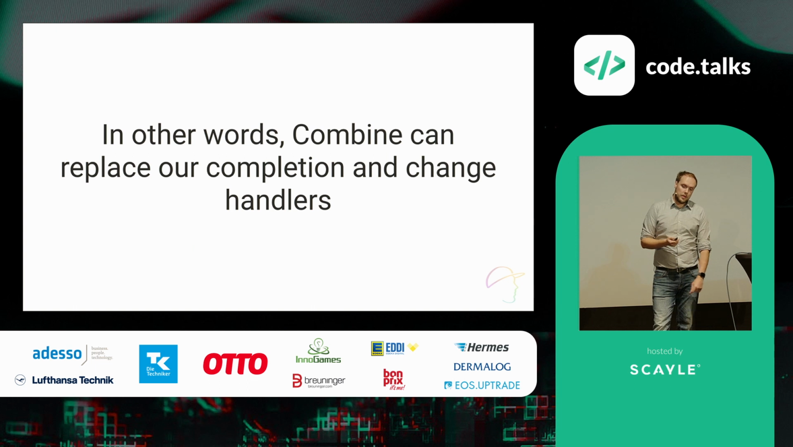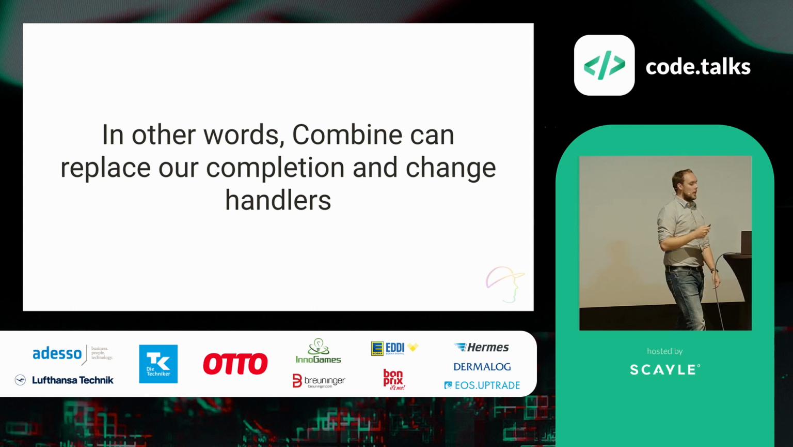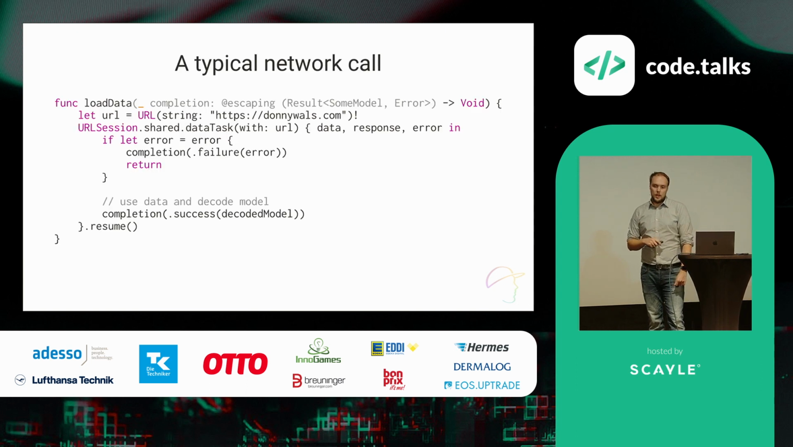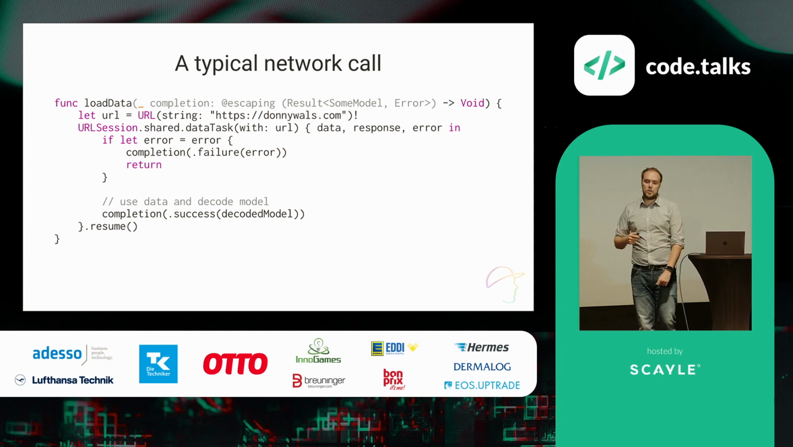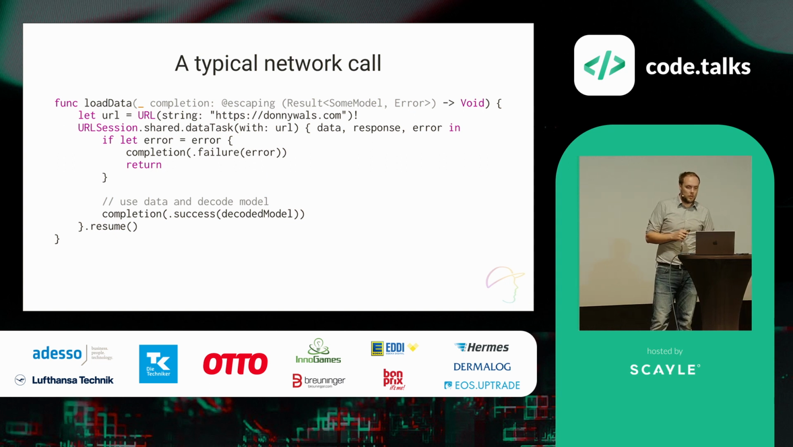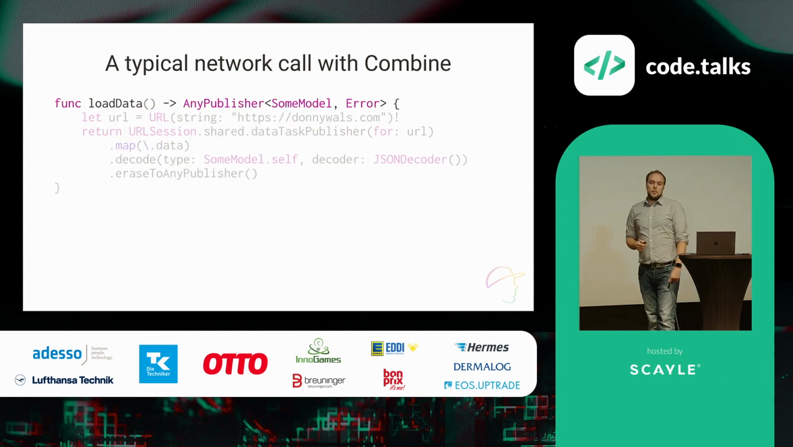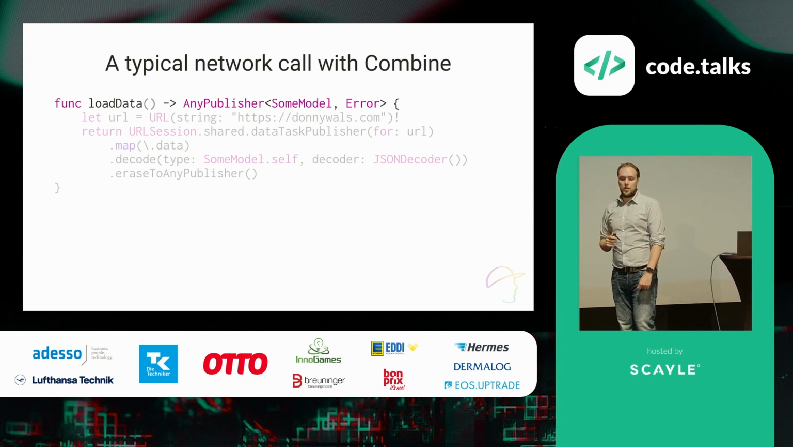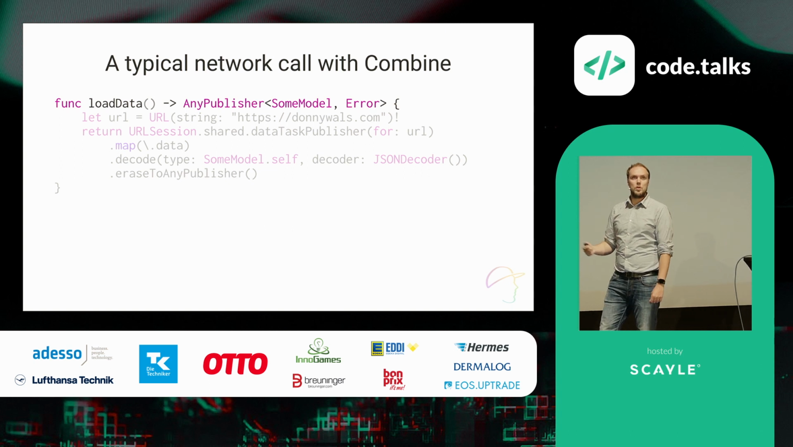So now that we know about this, we know that Combine can in fact replace completion and change handlers, which is great. That's what we were looking to do in the first place. So again, you might remember this code right here, right? It took a completion handler to signal that something was done with the load data function. If we migrate this to Combine, we end up with something like this. It's a lot less code, and it does more, actually, right? So we don't pass a completion handler to our load data function. Instead, we return a publisher object.